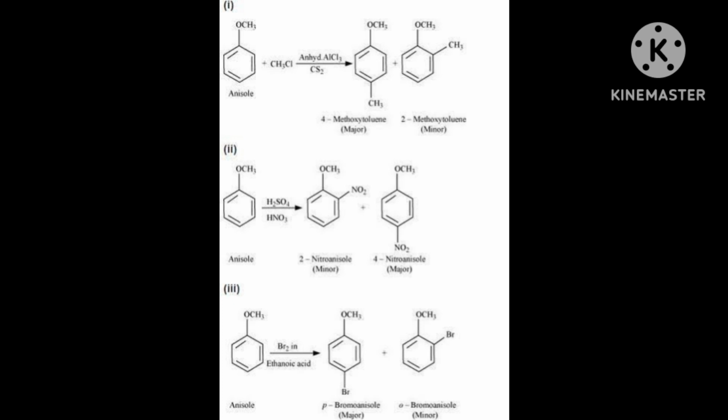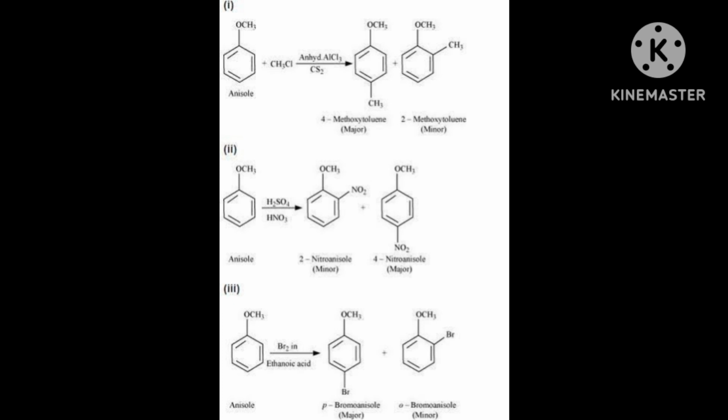Generally, this catalyst, iron(III) bromide, is required, but this bromination reaction will take place without the catalyst also. Now anisole plus Br2 in ethanoic acid, what will happen?